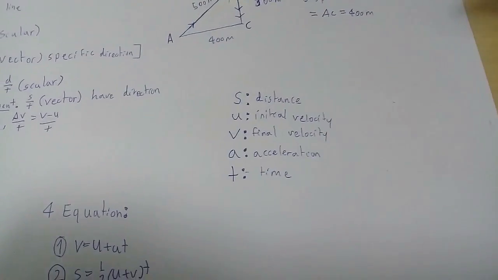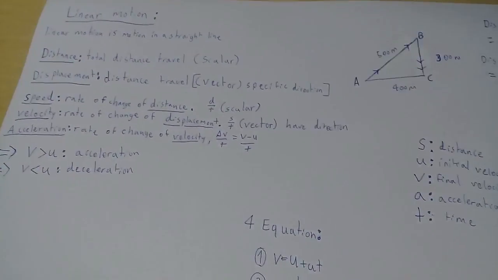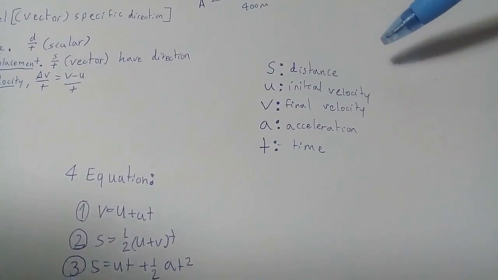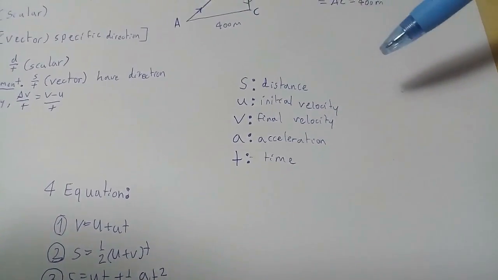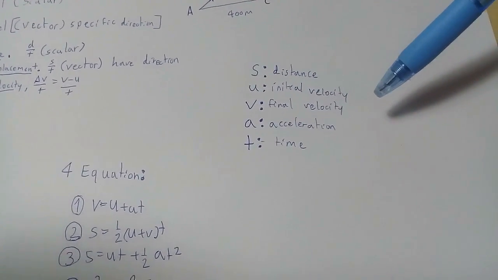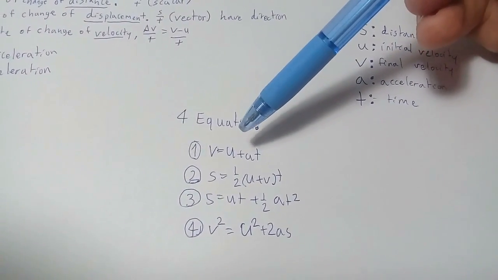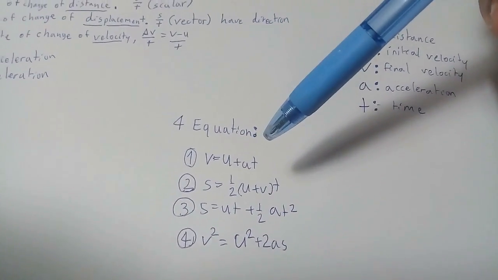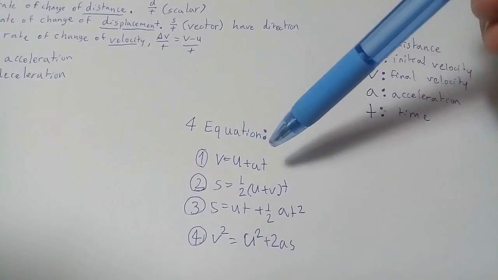Okay, so next are the four main equations for linear motion. In this, I'm going to use s as the distance traveled in total, u as the initial velocity, v as the final velocity, and a as acceleration. t is going to be time. The first one, v equals u plus at. We mainly use this one when the distance is not given because there's no distance needed for this equation.